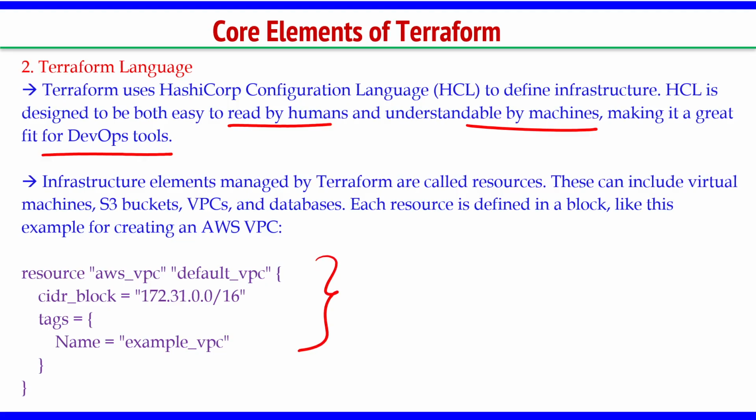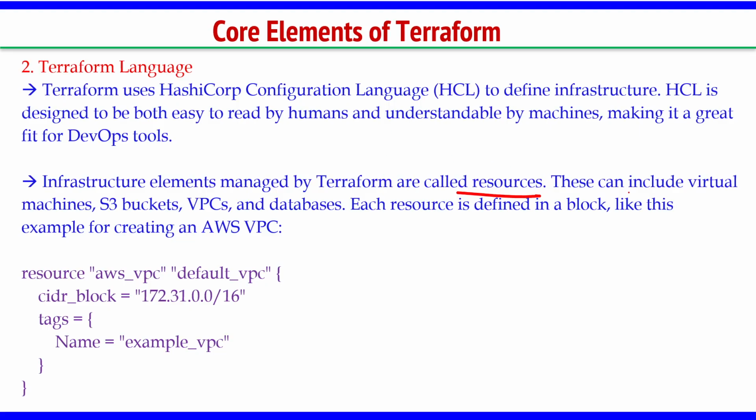If you see the code here, it's very easily understandable. Resource is my AWS VPC, and it is a default VPC, and the CIDR block and IP address I have given here, and the name I have given to the tag is example VPC. Okay, we understand this. Infrastructure elements managed by Terraform are called resources. Either you are setting up a database, setting up a virtual machine, doing some configuration settings, or setting up some firewall, everything will be called a resource.